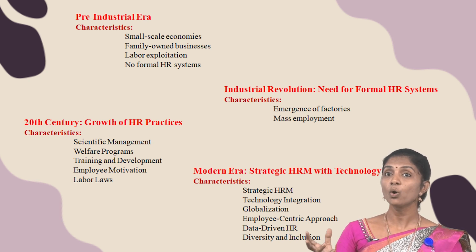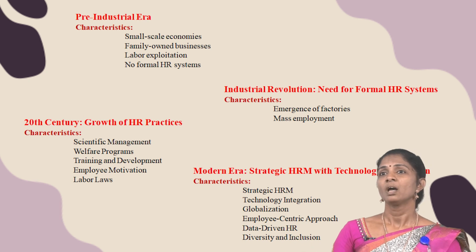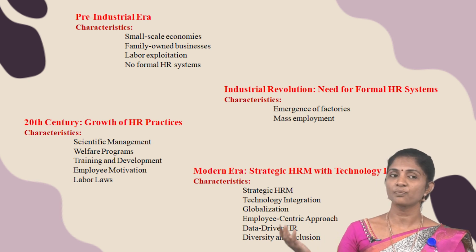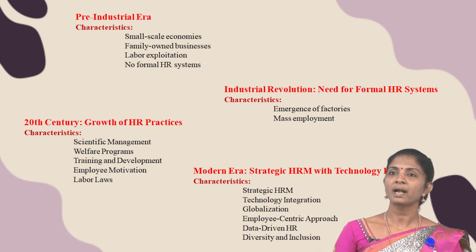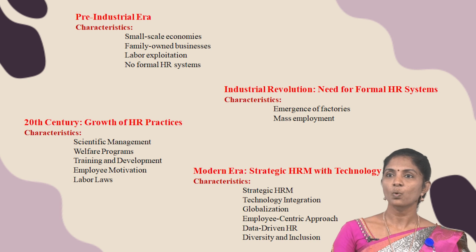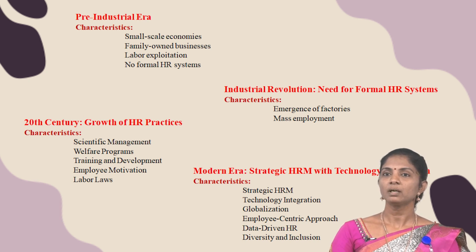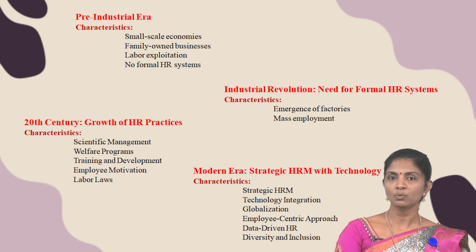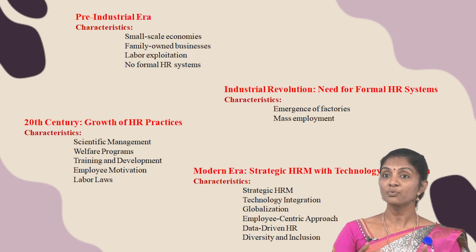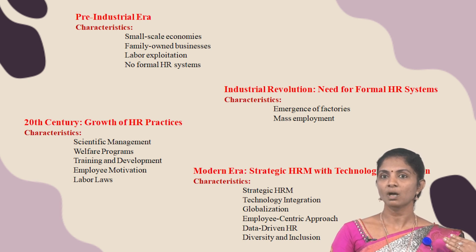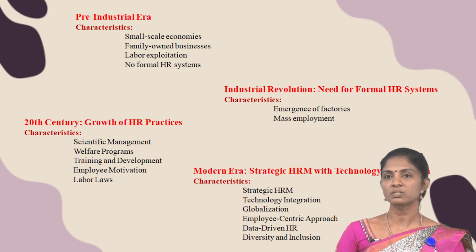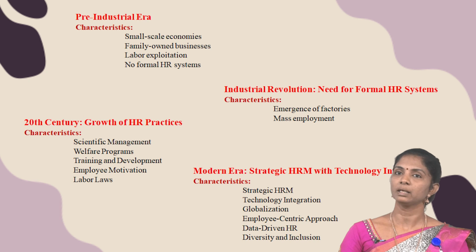Because there was no formal human resource system, there were no structured processes for recruitment, training, or employee welfare. The workers were managed directly by business owners or overseers. For example, in small farms or blacksmith workshops, the workers were hired informally based on relationships or needs. Wages were negotiated casually. The labor was often physically demanding.